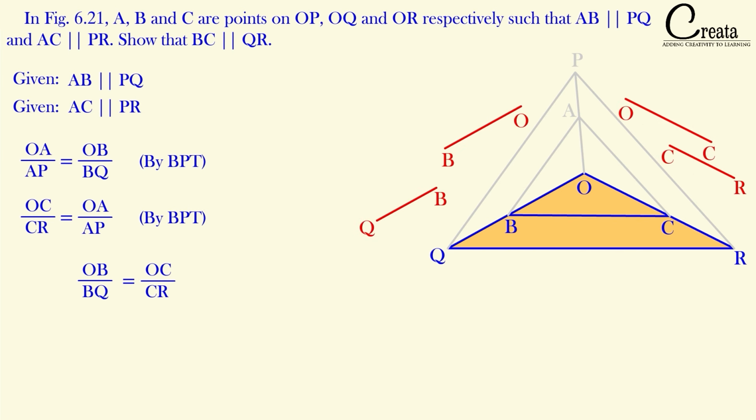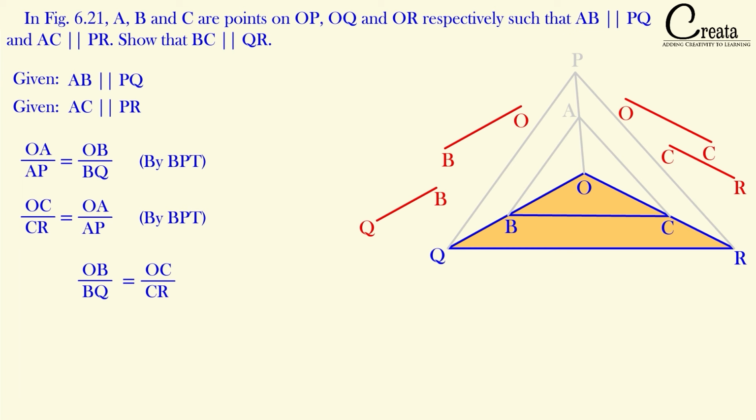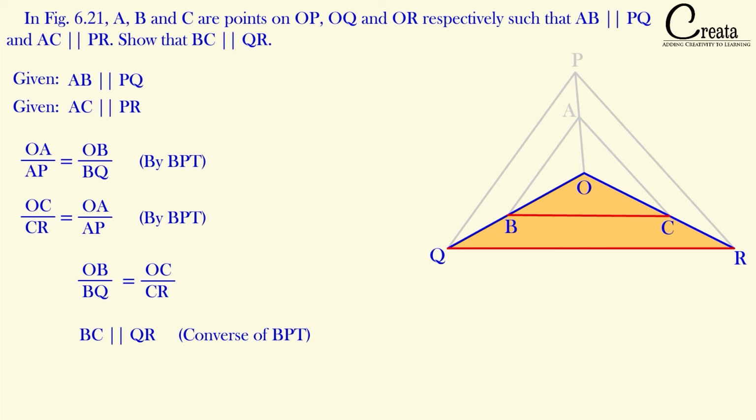If you observe the triangle OQR, we can apply the converse of the BPT, which is if OB upon BQ is equal to OC upon CR, then BC and QR will be parallel to each other. We have simply applied the converse of the BPT theorem 6.2. So we got BC and QR are parallel to each other, which is the answer of this question. Got it? We are done with this question. Let's move to the next question.